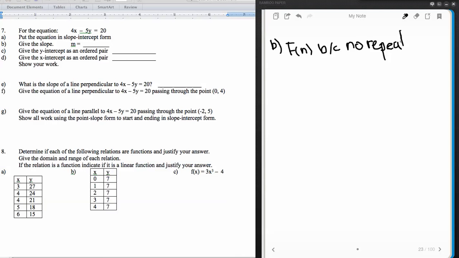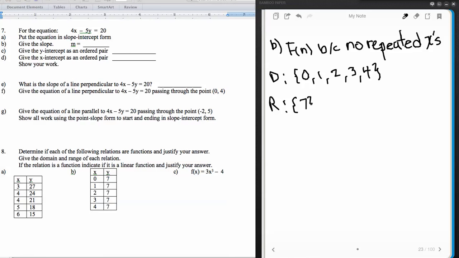Now the next thing I want to find out are what the domain and range are. So when I look at the domain, I see that I have a set of values here: 0, 1, 2, 3, and 4. And so that's my domain listed in roster form. Next, my range, my output, my dependent values, my y's. There's only one, 7, and I don't have to repeat it just because it's repeated here.